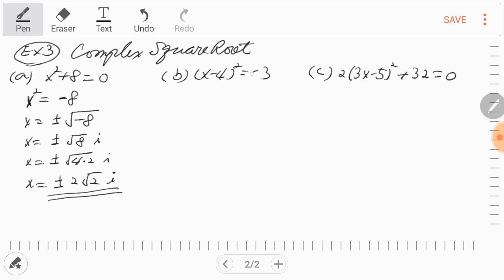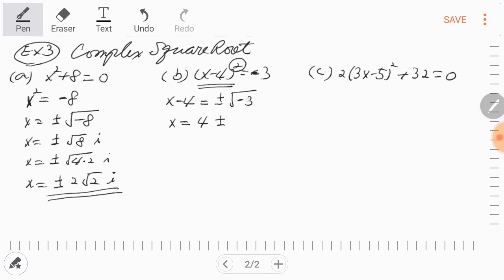Okay, the next one, still the same. Something squared is negative, so the solution is not a real number. It has to be a complex number, an imaginary number. So the base x minus 4 is important. Instead of removing the exponent 2, the base is equal to plus or minus square root of the right-hand side, negative 3. Then x equals, move minus 4 to the other side, positive 4, plus or minus.